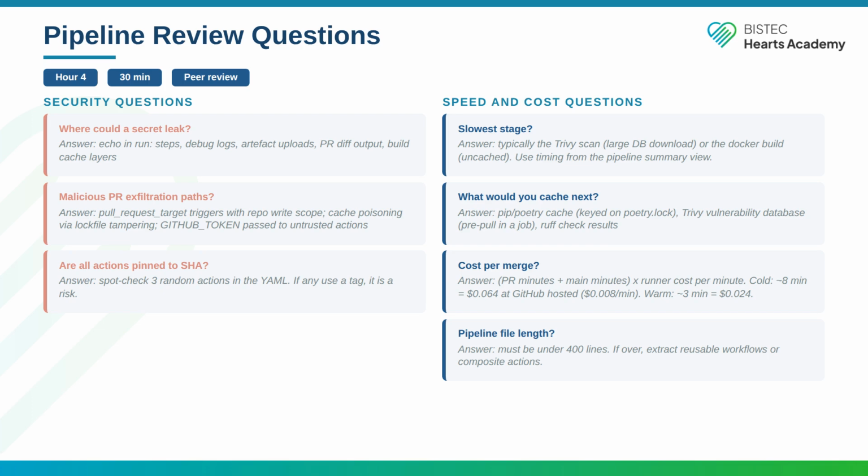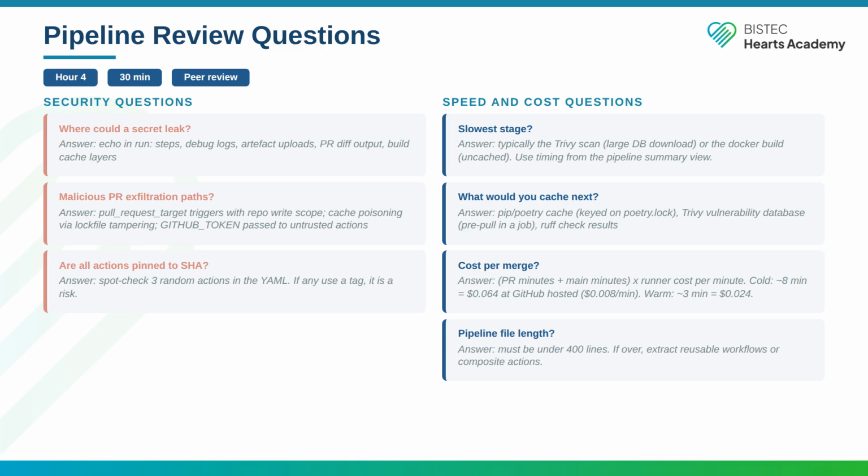Mitigation is environment-scoped secrets with required reviewers on the production environment, so no push to main can happen without human approval. Where is the slowest stage? Typically the Trivy vulnerability scan on a cold database download. Cache the Trivy database as a registry artifact or use the cache option mounted from a persistent volume. Warm scans should complete in under 30 seconds.